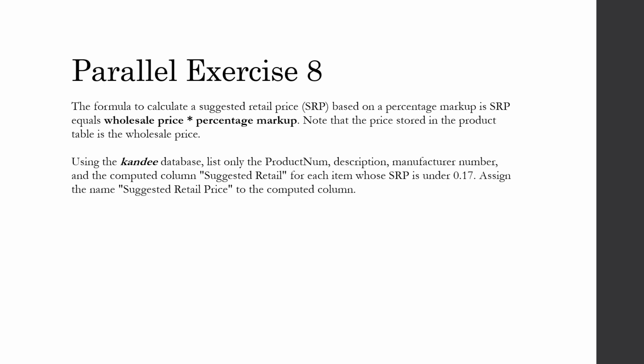Parallel exercise 8. The formula to calculate a suggested retail price, SRP, based on a percentage markup is SRP equals wholesale price times percentage markup. Note that the price stored in the product table is the wholesale price. Using the Candy database, list only the product number, description, manufacturer number, and the computed column, suggested retail, for each item whose SRP is under 17 cents. Assign the name suggested retail price to the computed column.